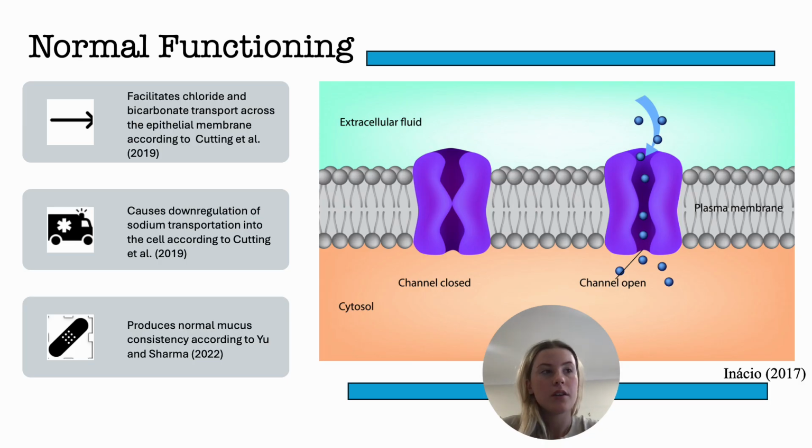The CFTR gene codes for an integral cyclic AMP chloride protein channel that allows for the movement of chloride and bicarbonate ions across the epithelial membrane into the extracellular space. The activity of this channel downregulates the sodium absorption through the epithelial sodium channels, which increases the extracellular concentration of sodium. Additionally, water also moves out to the extracellular space due to the osmotic concentration gradient, which results in a normal level of secretions on the epithelial layer that is thin in consistency, which allows for normal functioning.